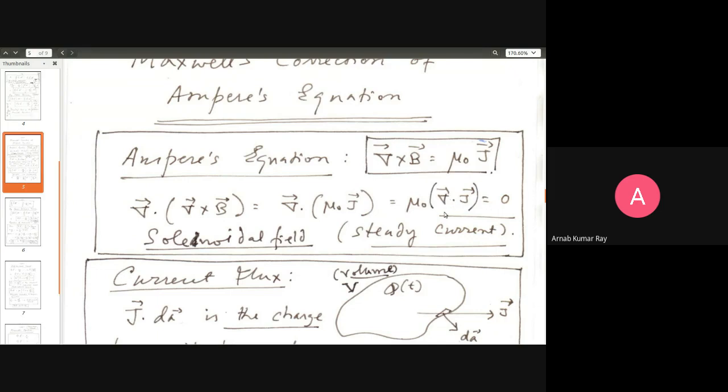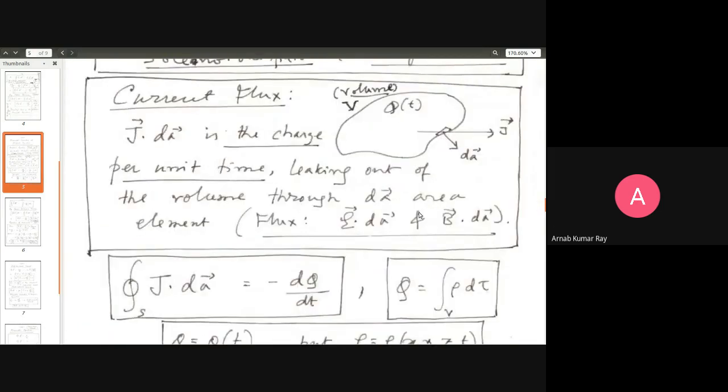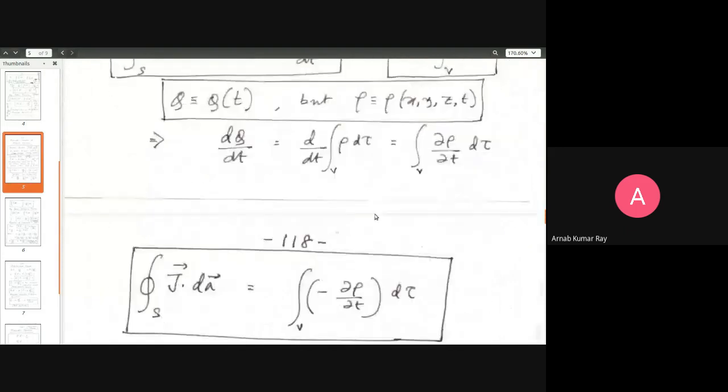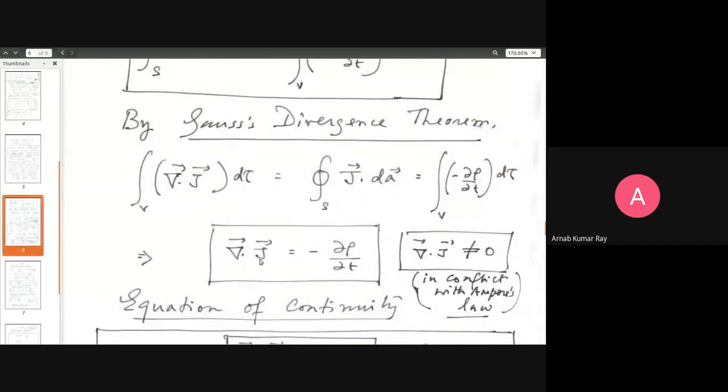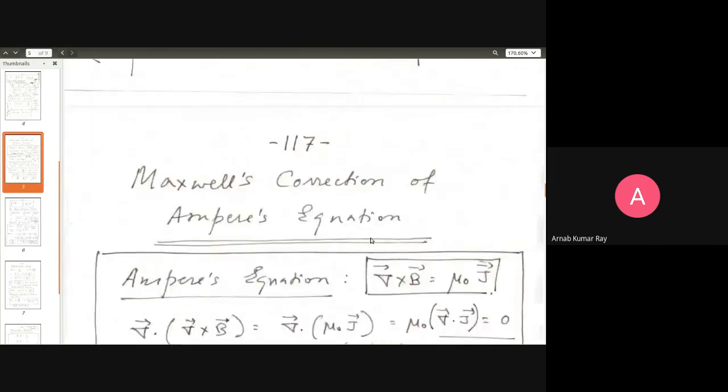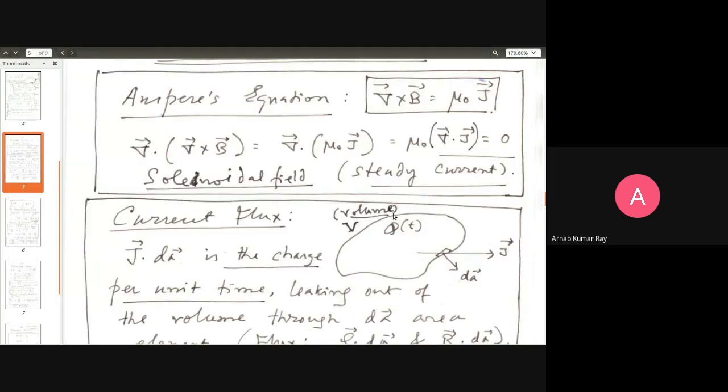But now we see through this argument, and there's nothing wrong with what we have done over here, that for current flux with explicit time dependence, divergence of j is not equal to 0; it is minus del rho by del t. So there's a conflict with Ampere's law, and this is what Maxwell resolved. Note the title of this discussion, Maxwell's correction of Ampere's equation. It is a very important discovery. It has changed the course of history, you can say.